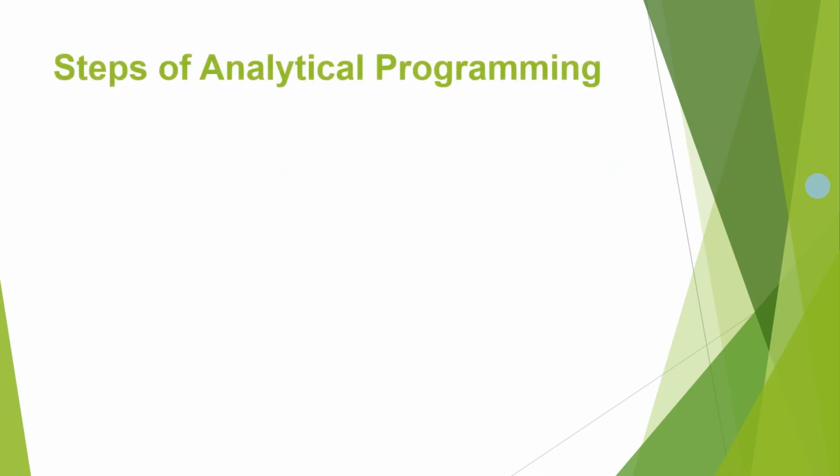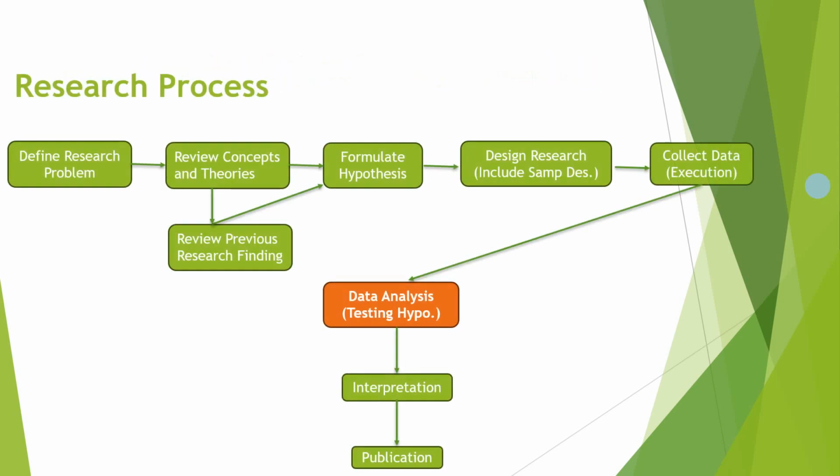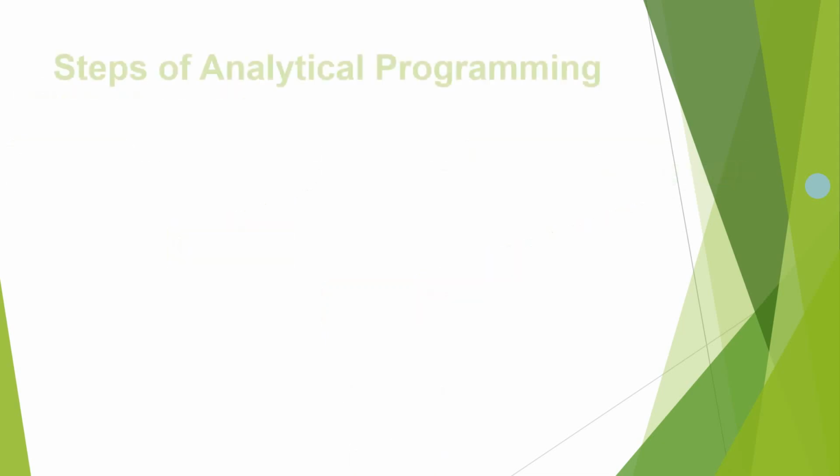Now coming to the steps of analytical programming. What we have seen in our previous part is data analysis. In the data analysis part we do the data analysis, so how will we do the analysis? Definitely we will use analytical programming. So what are the different steps of analytical programming?